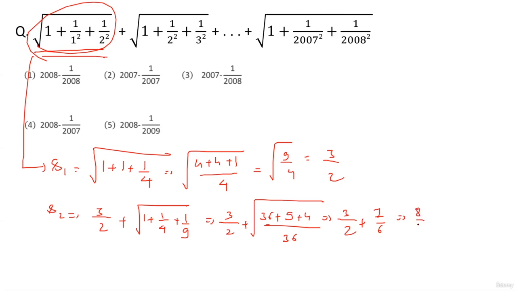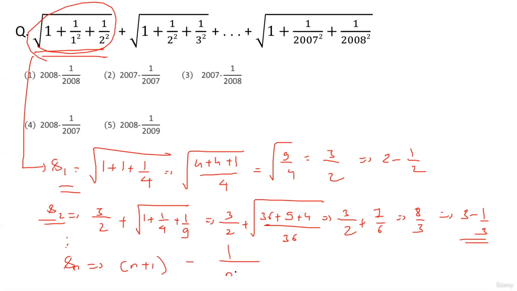Now by looking at these two terms, guys, you can predict the pattern very easily. When there was one term, the sum was 3/2, and 3/2 is nothing but 2 minus half. If you take two terms, the sum is 8/3. This 8/3 is nothing but 3 minus 1/3. So that means if you're taking the sum of the first n terms, the sum is nothing but n plus 1 minus 1 upon n plus 1. This will be the sum.